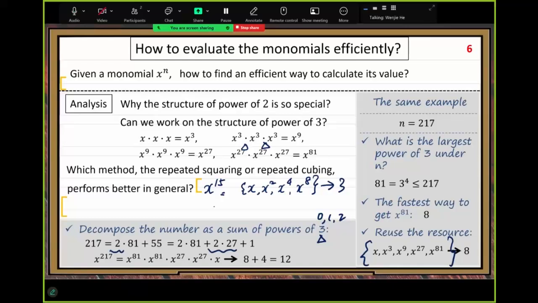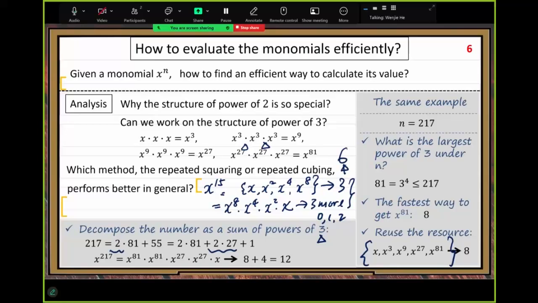After that, x to the 15th equals x to the 8th times x to the 4th times x squared times x, right? 3 more multiplications. Total, 3 plus 3, 6 multiplications, right? Okay, all right. Now let me use repeated cubing.